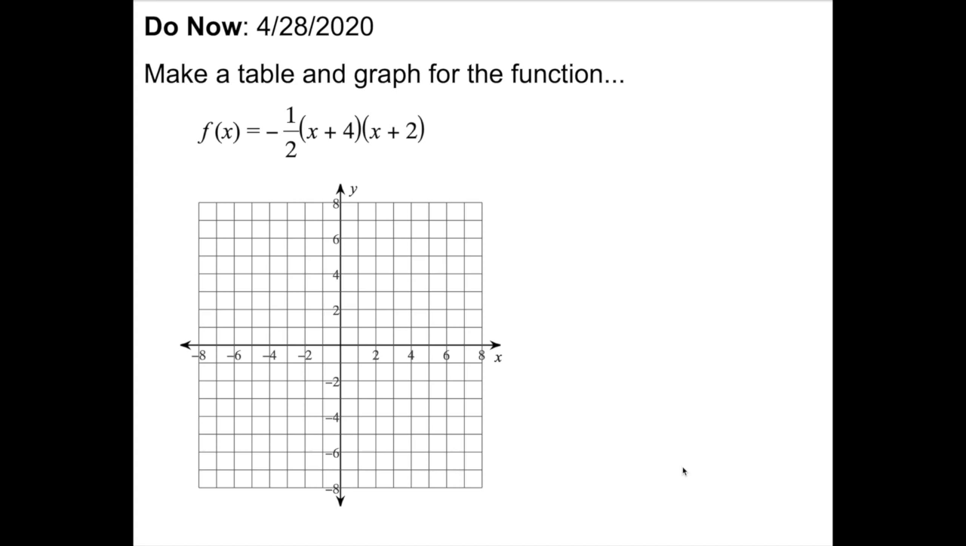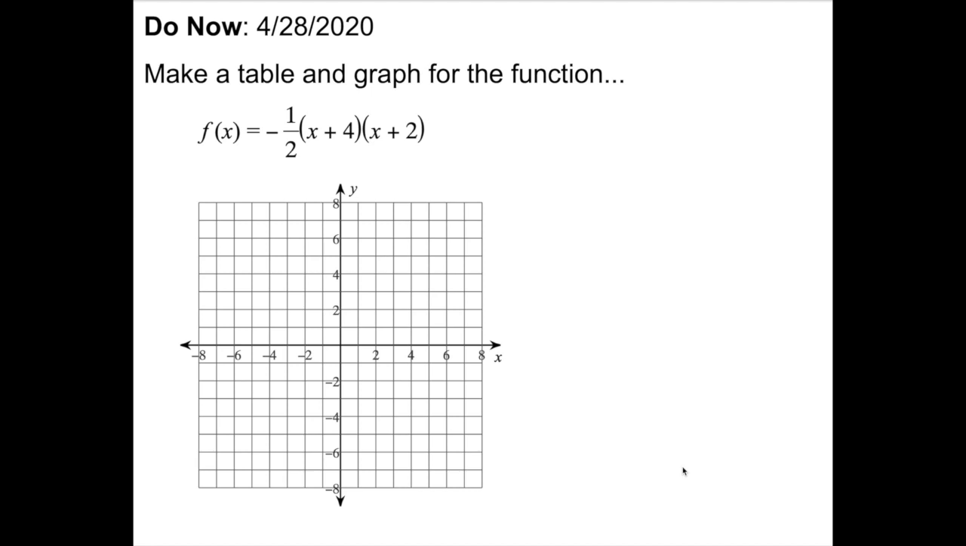This is Mr. Murray coming to you with a Do Now video for Course 1 CP for Tuesday, April 28th, 2020. In this Do Now, what we need to do is make a table and graph for the given function you see here. This is very similar to yesterday's, and in fact, it will appear on the handout that we started yesterday and which we're going to continue today. If you don't have that, check the Google Classroom and the class Google Doc.